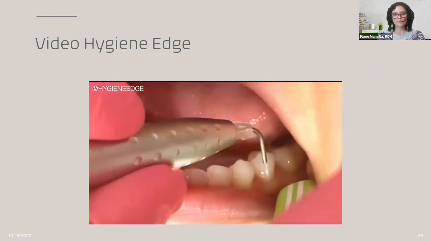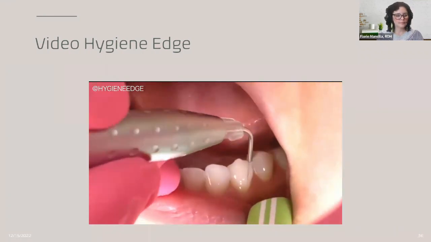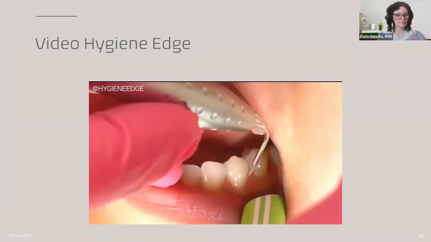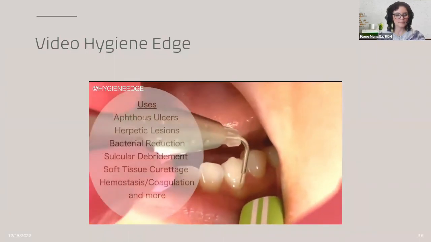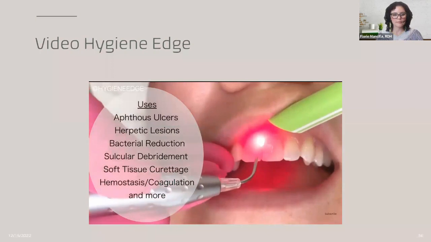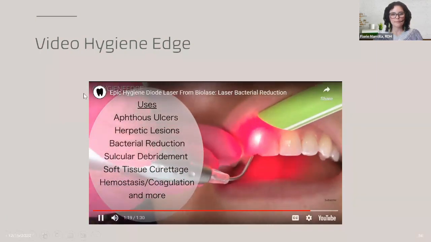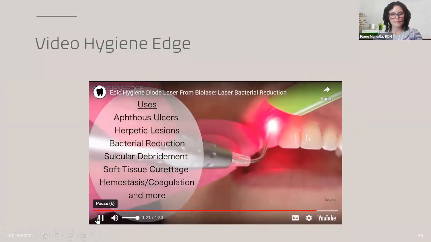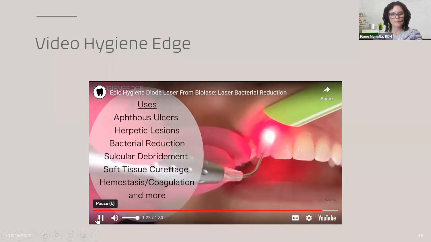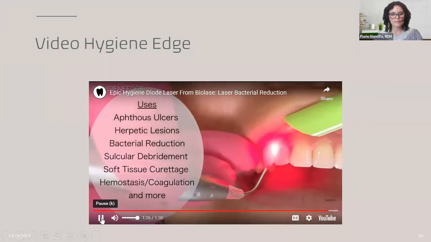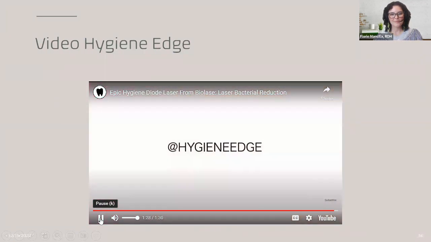LBR takes about 5 minutes for the whole mouth, and you'll have a reduction in those microbe levels, which helps to prevent inoculation from diseased pockets. It will stimulate new cell growth and healing of tissues for patients of all ages. This laser was developed specifically for hygienists by a dental hygienist, so it was designed to be a very versatile tool that you will get a lot of use out of for your patients in the hygiene department.